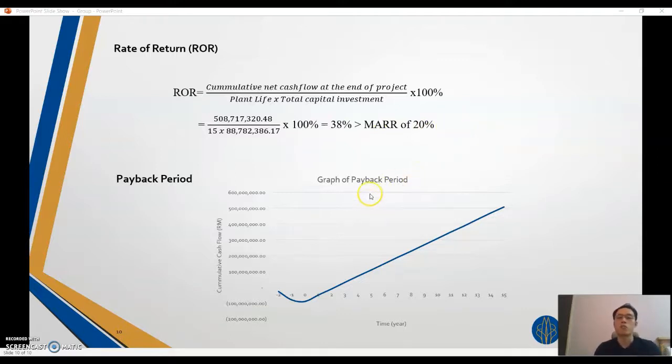And from the graph of payback period, we can see that from year -2 to 0, this is where our plant is under construction and we are spending the cost that we calculated in CAPEX. And from year 0 to 15, the plant starts to operate and generate income. At year 3, we achieve a positive cash flow, so we can say our payback period is at year 3. And until year 15, we have achieved a cumulative cash flow of 500 million.